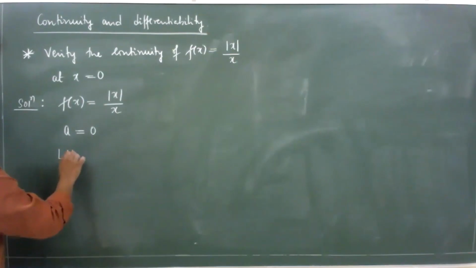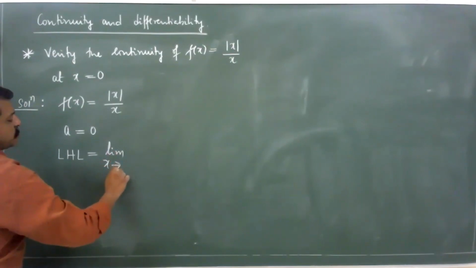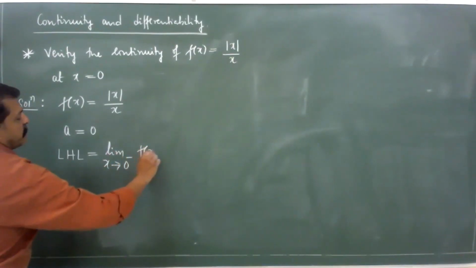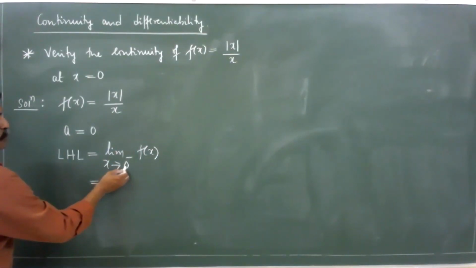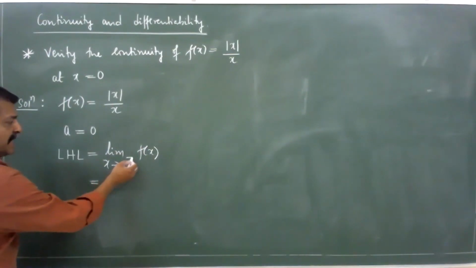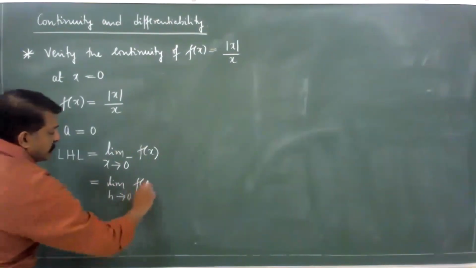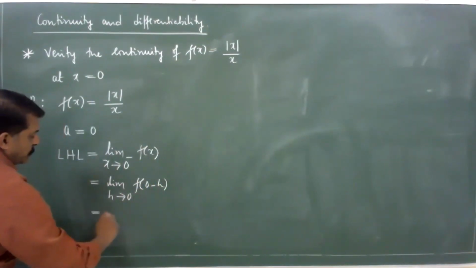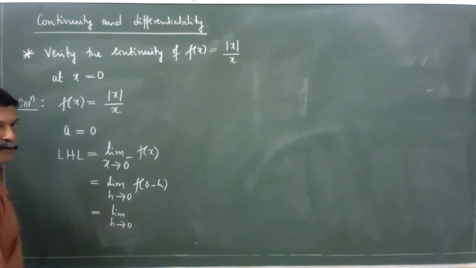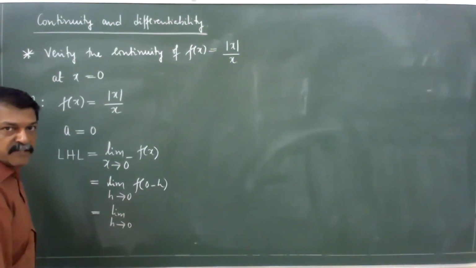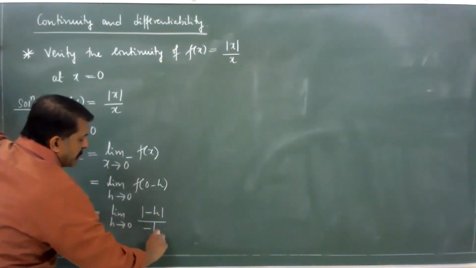Same procedure. Let us find out the left hand limit. What is the left hand limit? Limit x tends to 0 minus f of x. What is the meaning of this 0 minus? 0 minus means x tends to 0 through the values which are lesser than 0. How to calculate this? Limit h tends to 0, f of 0 minus h, which is equal to limit h tends to 0. What is f of 0 minus h? 0 minus h is minus h. What is f of minus h in our problem? Modulus of minus h divided by minus h.